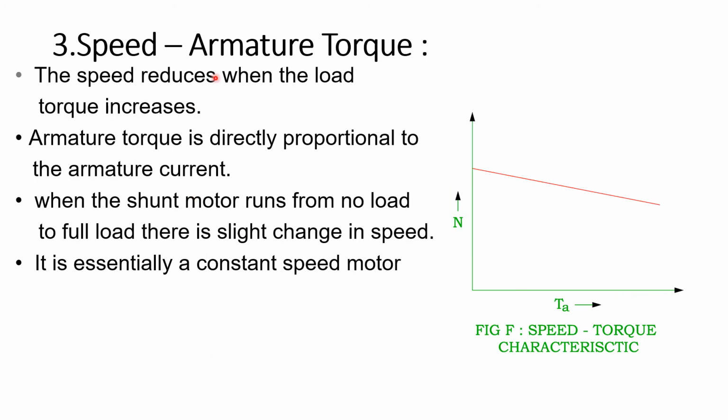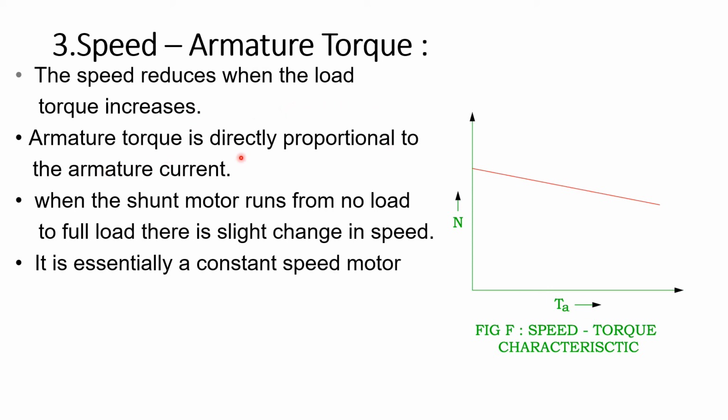And the third important characteristics will give you the relationship between the speed and the armature torque. This is the mechanical characteristics for DC shunt motors. The first two characteristics are the electrical characteristics, and based on the electrical characteristics, we can easily explain the mechanical characteristics. So this will give you the relationship between the speed and armature torque. We know that the speed reduces when the load increases, just like slowly decreasing.